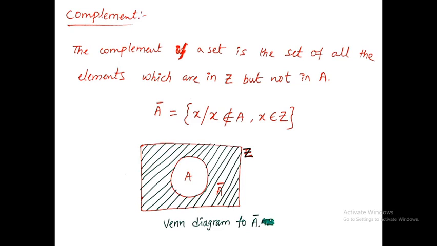For example, in the Venn diagram for A complement, that circle represents the set A. If you want to find the complement of set A, you exclude set A, and the remaining portion in the universe of discourse, which is hatched with the green portion, belongs to A complement. Other than set A, everything in the universe of discourse belongs to the complement of A. Okay.